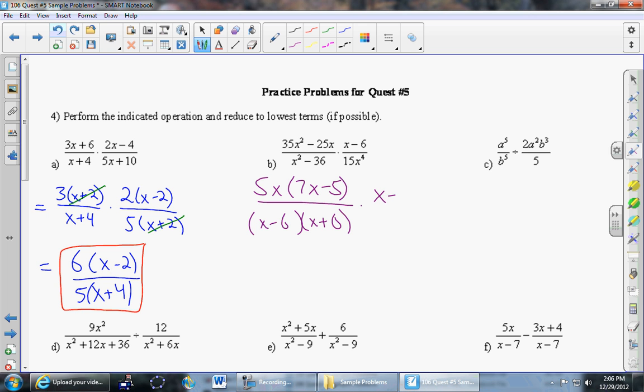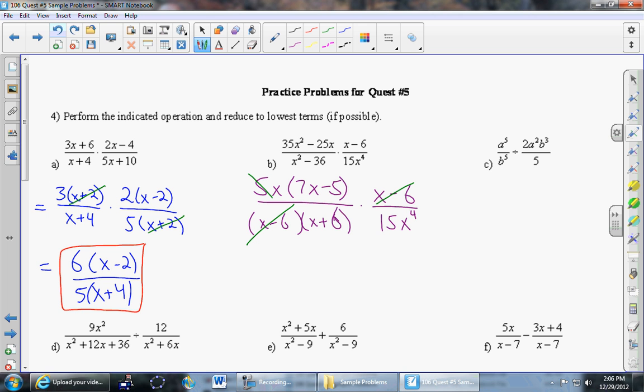Top right, nothing to do. Bottom right, nothing to do. And now again, it's all multiplication, so cancel anything you see that's exactly the same upstairs and downstairs. Fix one of my 6's here. Okay, so what cancels? I see an x minus 6 and another x minus 6.